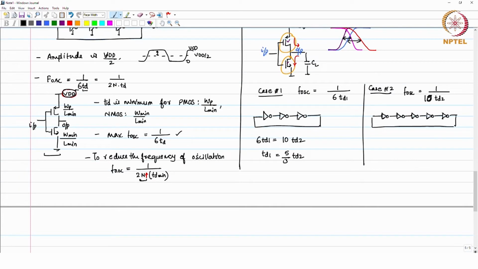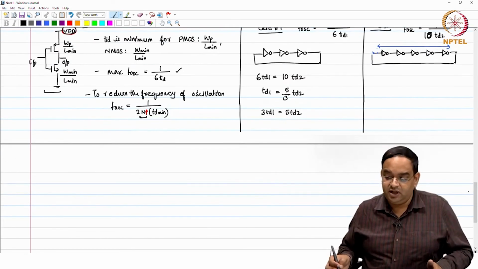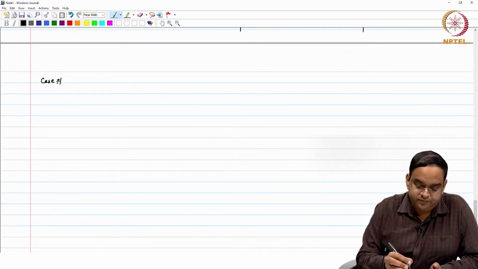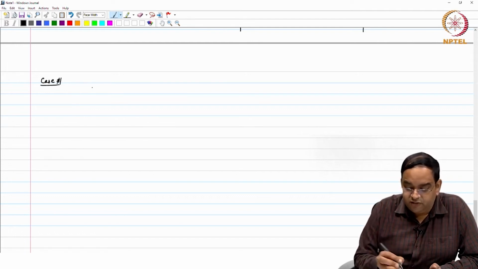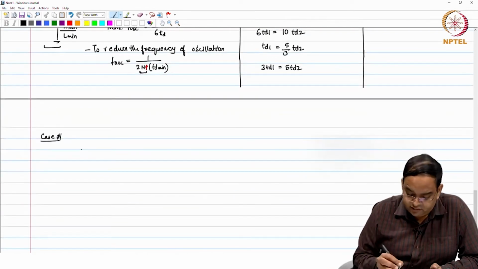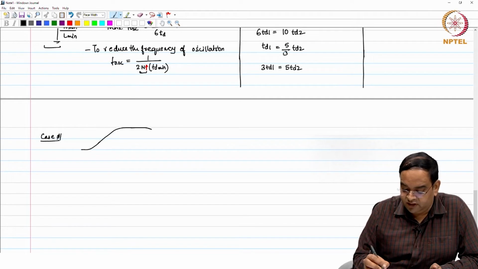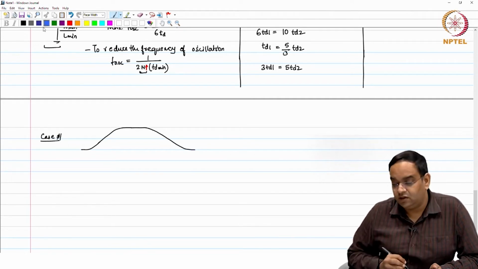So, the difference between these two oscillators is going to be the following. One thing is sure in both the cases, the delay from the first inverter to the fifth inverter is same, right. So, that is, the delay from first inverter to the third inverter, 3 TD1, is 5 TD2. Delay over the chain of the inverters is same. So, what is going to happen is, in case 1, you will see that the clock waveforms which you realize will have more rise and fall time. So, let us say this is what you get in case of case 1.